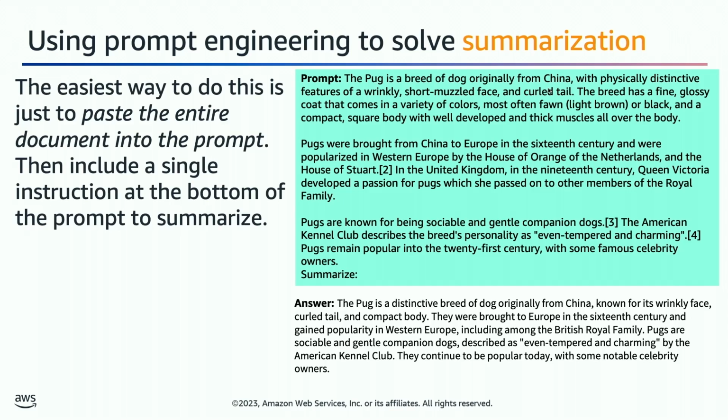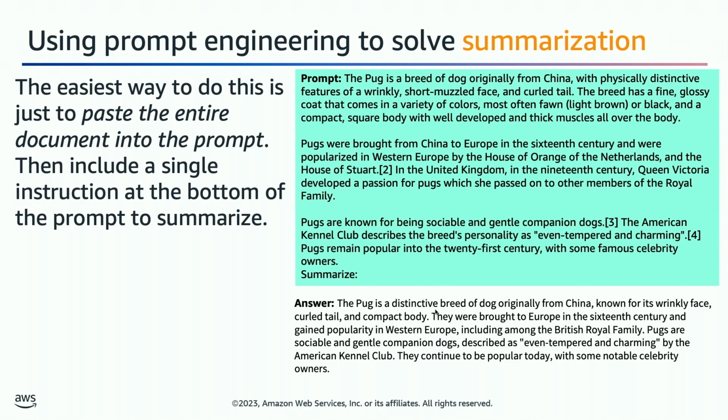So the pug dog is from China. Physically distinctive features of this wrinkly, short-muzzled face, curled tail, brought from China to Europe, known for being sociable and gentle companion dogs. And so that's the article that I want summarized. And then again, here's my instruction. I'm just adding the instruction at the bottom of the prompt, and I just say summarize. And then the model responds with a summarization of the article.